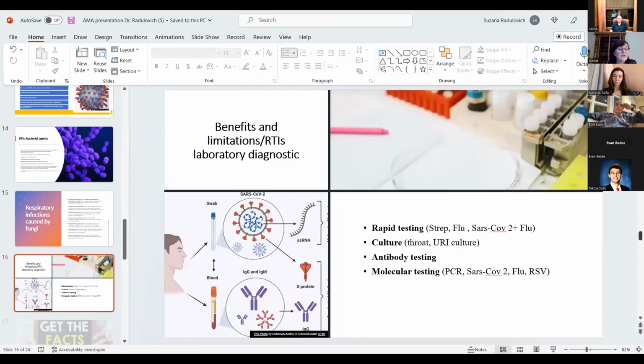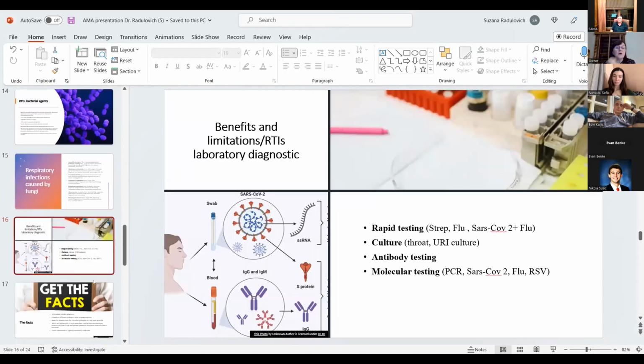Let's talk about benefits and limitations of RTI lab diagnostics, and then move into the antibiotic issue. You're familiar that every single test has false positives and false negatives. We talk about specificity, we talk about sensitivity, but mostly what we do for respiratory tract infection is rapid testing at point of care, such as rapid strep, rapid flu.